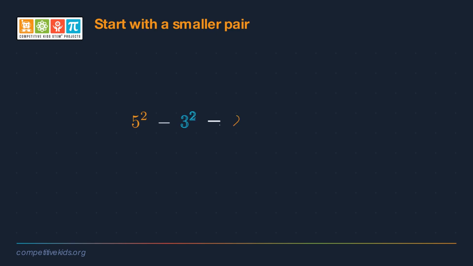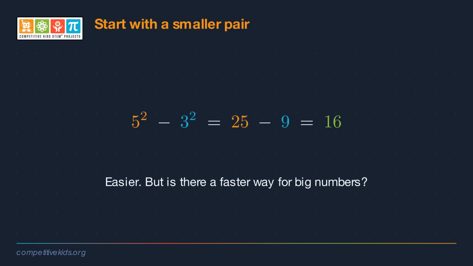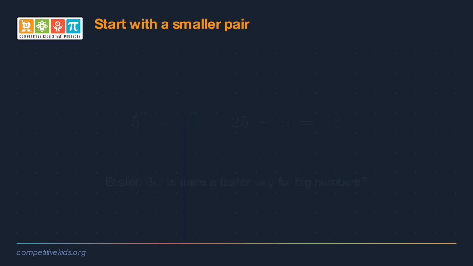Let us start with a smaller pair. 5 squared minus 3 squared. 25 minus 9 is 16. Easy. But can we get the answer without computing each square first? That is the real question.